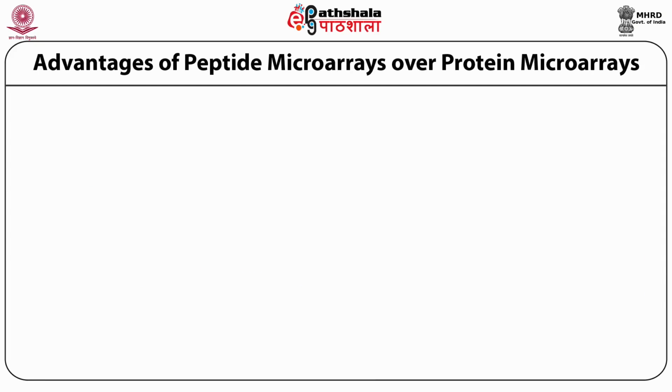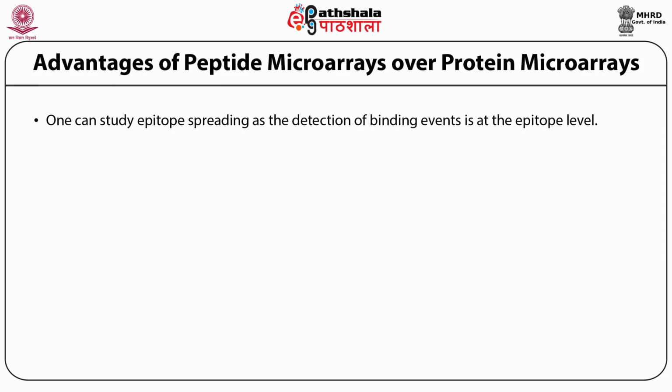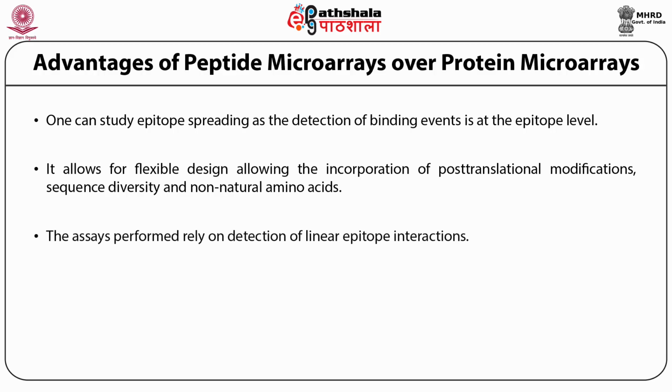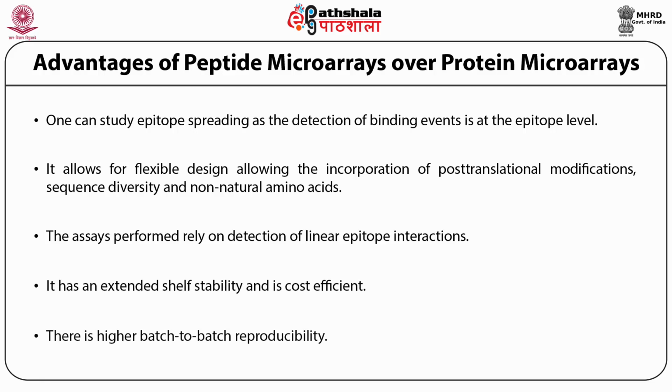Advantages of peptide microarrays over protein microarrays. One can study epitope spreading, as the detection of binding events is at the epitope level. It allows for flexible design, allowing the incorporation of post-translational modifications, sequence diversity, and non-natural amino acids. The assays performed rely on detection of linear epitope interactions. It has an extended shelf stability and is cost efficient. There is higher batch-to-batch reproducibility.